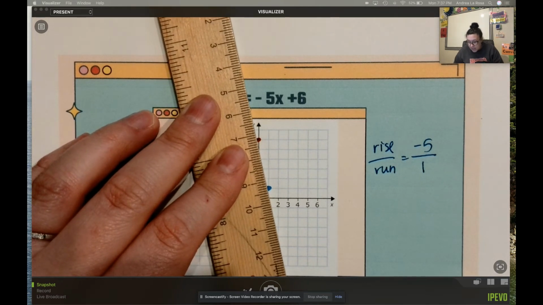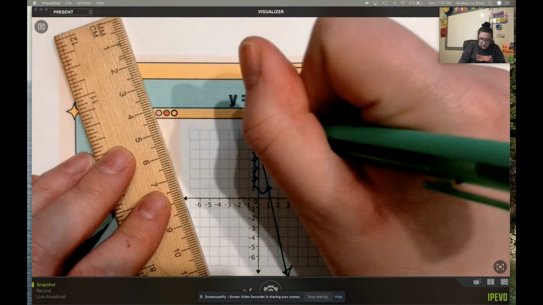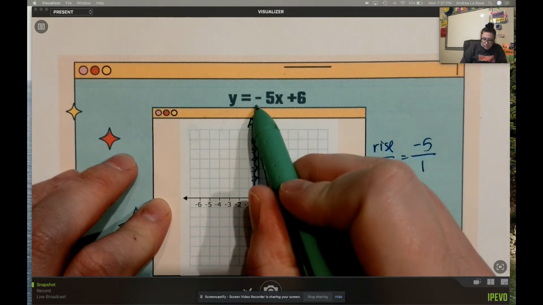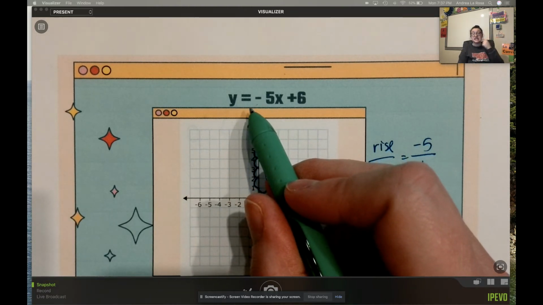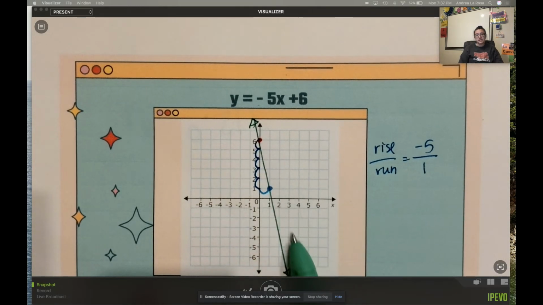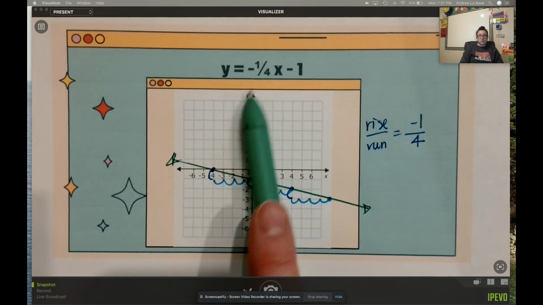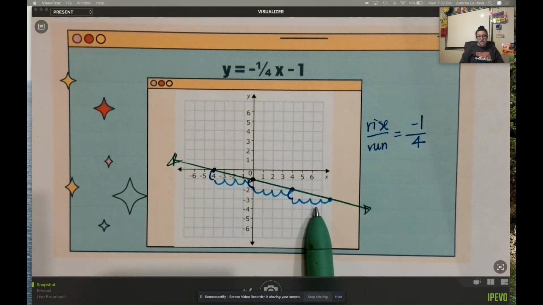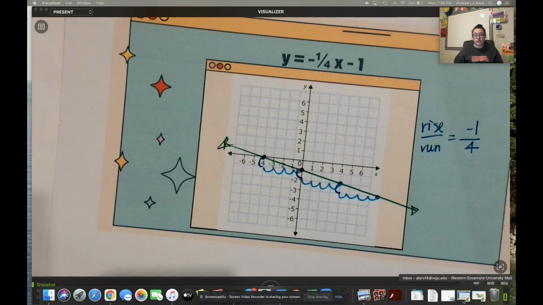Something that's an easy check to see if we're on the right track is, if my slope here is negative, I know that means my line needs to be decreasing. It needs to go down as I go from left to right. So I see here my line is decreasing, it's going down. Here, my slope is negative, my line is decreasing, it's going down. Little checks like that can help you make sure that you're on the right track with things.